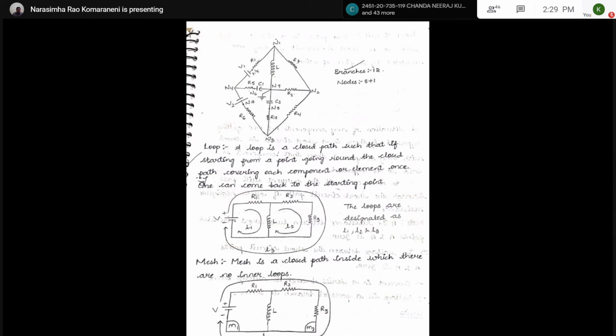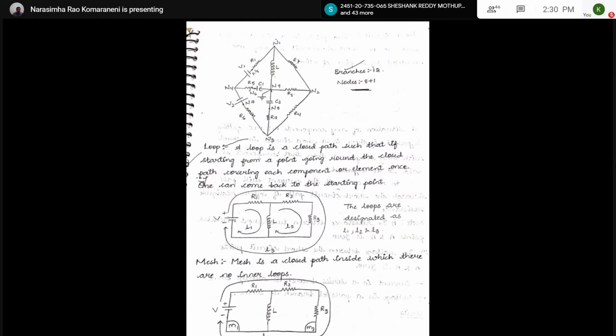Node 5. And here, see, two components are there. This component here, all these center connections, right? So this also we can treat as a node. Node 6, node 7, node 8, node 9. Total how many nodes are there? Total 9 nodes are there. In that, one is the datum node, that is the ground point here.